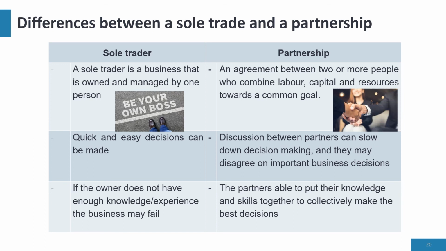With a sole trader, quick and easy decisions can be made because it's one person that makes the decision, whereas a partnership may take a little bit longer because they may disagree on important business decisions. In a sole trader, if the owner does not have enough knowledge, the business may fail. Whereas in a partnership, all the partners put their knowledge together and then they can make the business more successful.